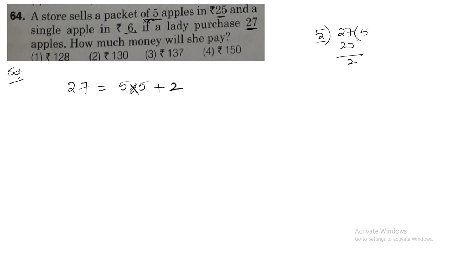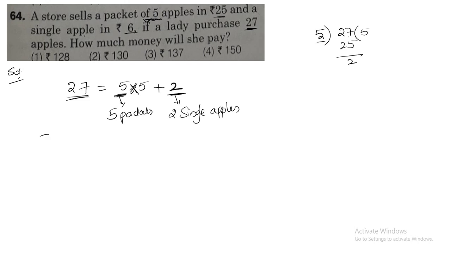That means here we need to convert this into a mixed fraction. So how many packets do we have? 5 packets and 2 individual apples. So we are having 5 packets and 2 single apples, and that will make my 27 apples, right?